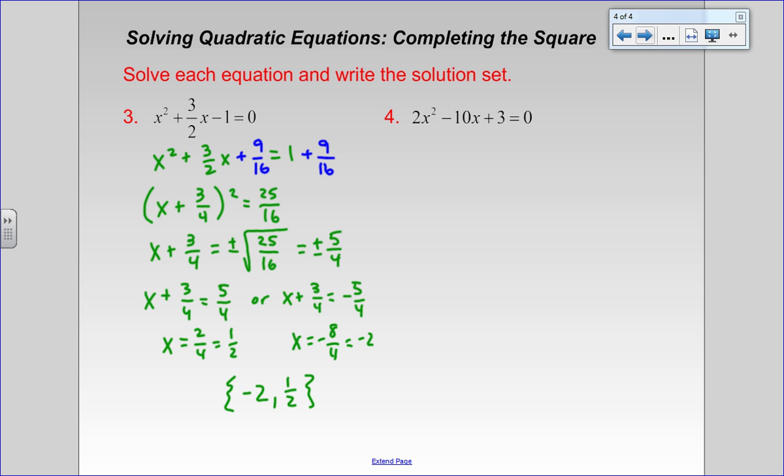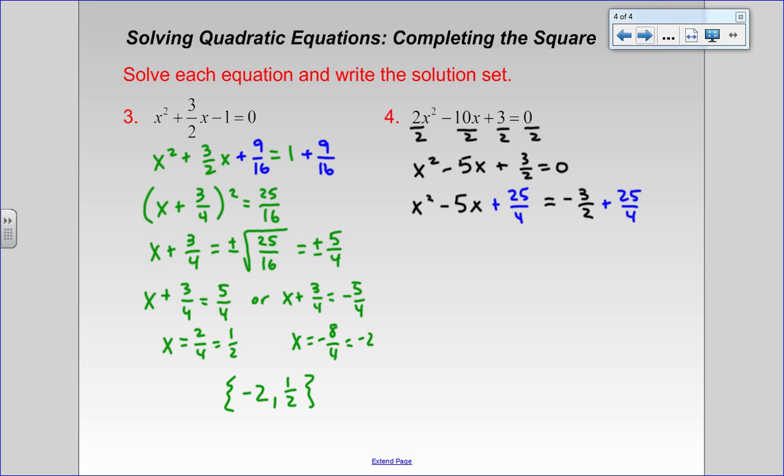Let's begin by dividing both sides of the equation by 2 to obtain x squared minus 5x plus 3 over 2 equals 0. Then we will subtract 3 over 2 on both sides. And to complete the square, we would find half of negative 5. That's negative 5 over 2. And then when we square that, we get 25 over 4. That's what we need to add on both sides of the equation.